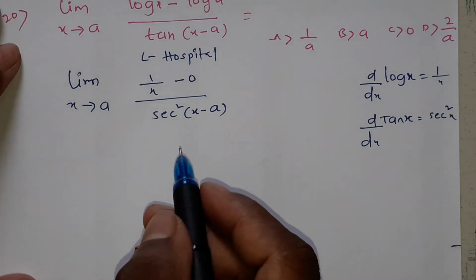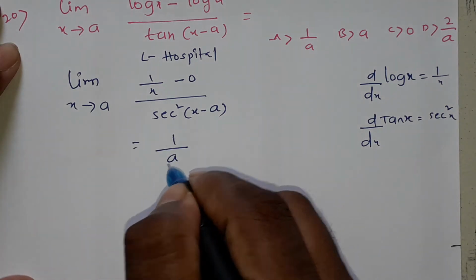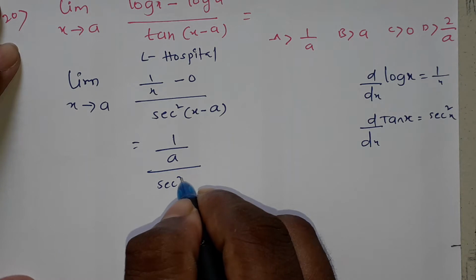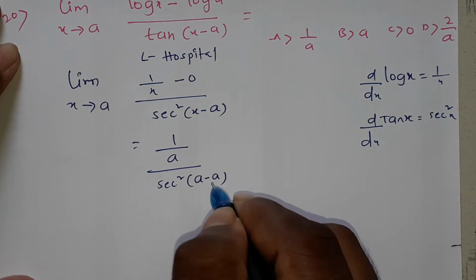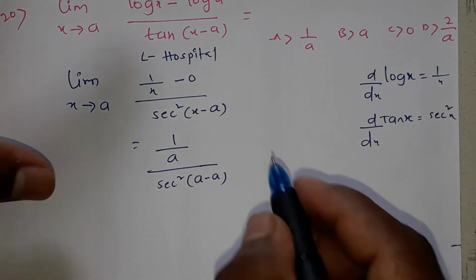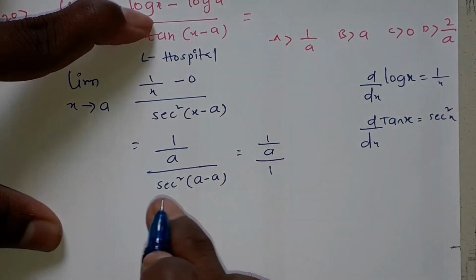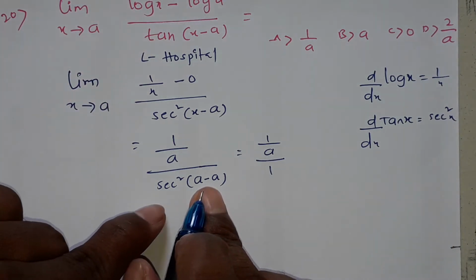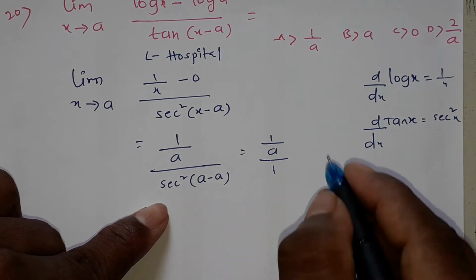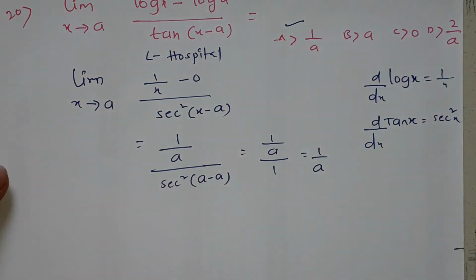Now we apply the value of a. In place of x we put a, and we get 1 by a by secant square of (a minus a). Secant square of 0 is what? Secant 0 is 1, so 1 by a by 1. So 1 by a is the answer. Option A.